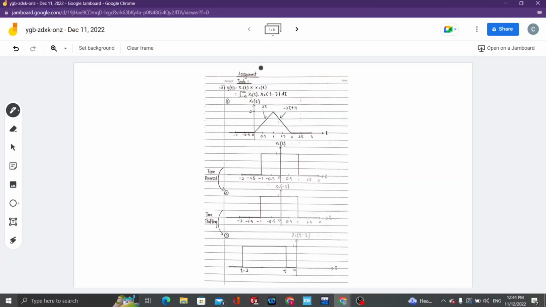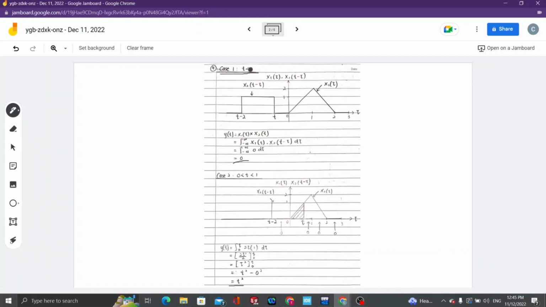I will be explaining question 3 of task 1, which is a convolution between x1, the input of the LTI system, and x2, which is the impulse response of the LTI system. x2 undergoes time reversal and also time shifting to obtain x2(t minus tau).